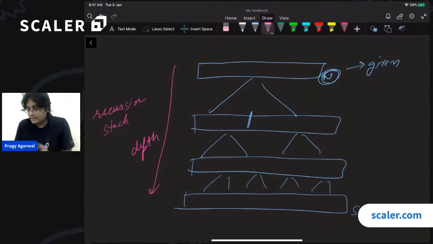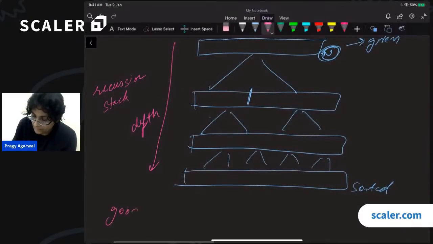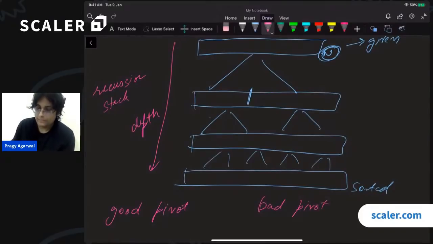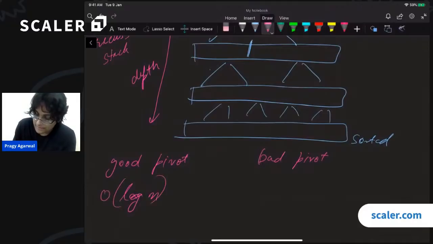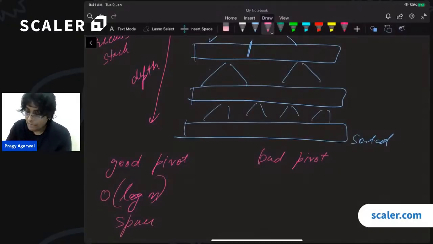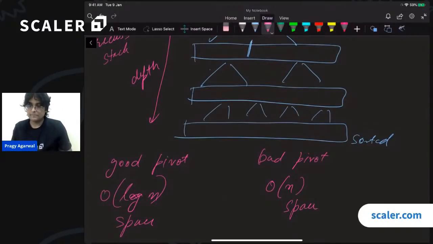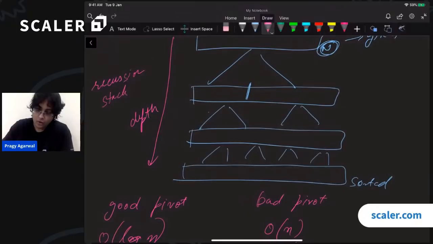Well, that depends on the pivot. It depends if we have a good pivot or a bad pivot. If we have a good pivot, then this will take order of log n space. If we had a bad pivot, then it will take order of n space. Does that make sense? Because the space will depend on the recursion depth.